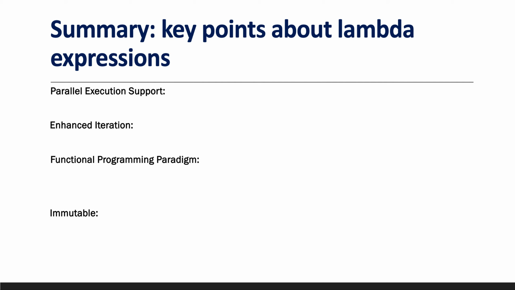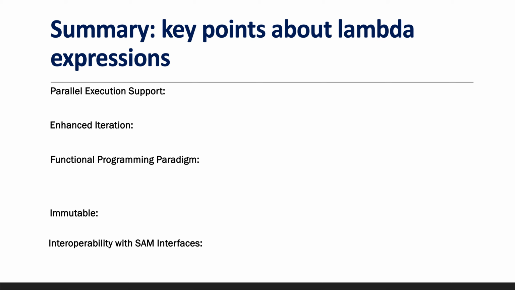Next important point is immutability. The variable used inside the lambda expression must be final or effectively final. That's what we have seen. Basically, immutable means the variable is defined and is not going to change. So a final variable is similar to immutable. Inside the lambda expression we can use either final or effectively final variables, and because of that those variables become immutable.